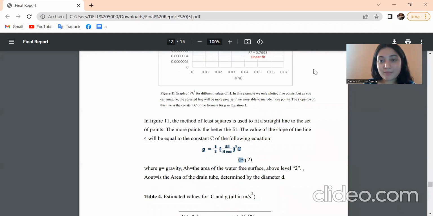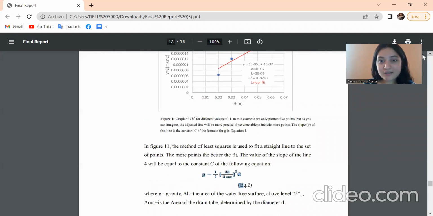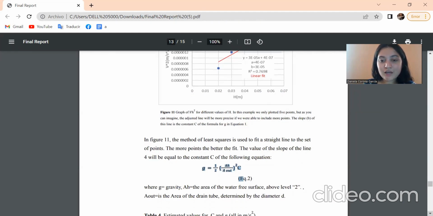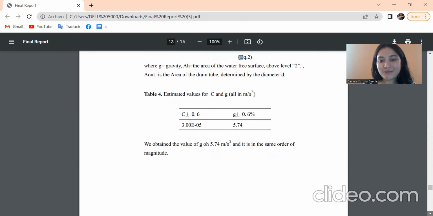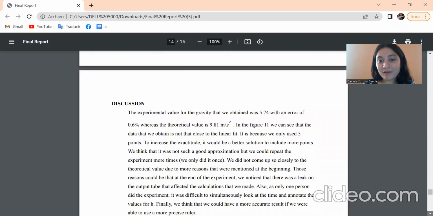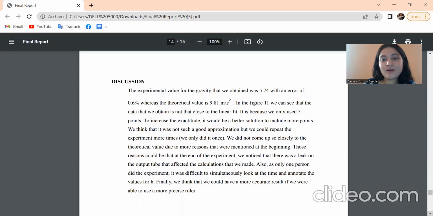It's important to mention that the B that we obtained here is a constant for the formula, and we did the calculations, and we obtained 5.74 plus minus 0.6%. Although it's not a really close value, it is because we used only 5 points, as I mentioned before. We could have repeated the experiments more times.